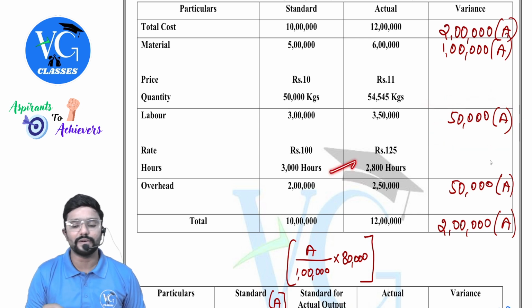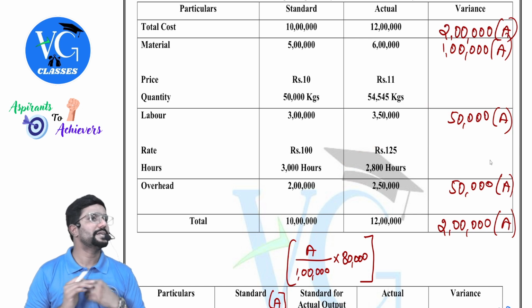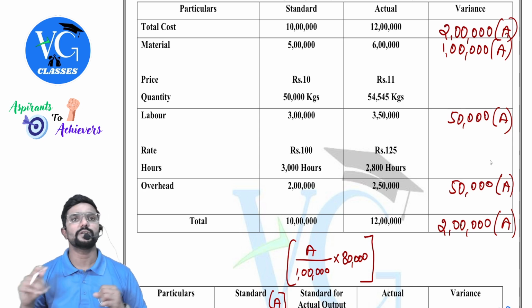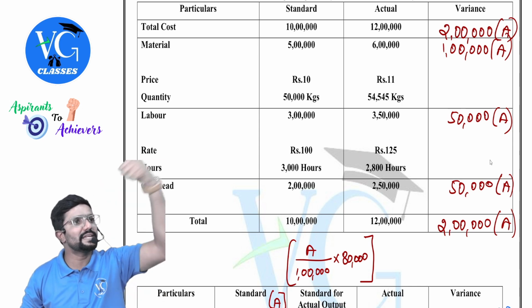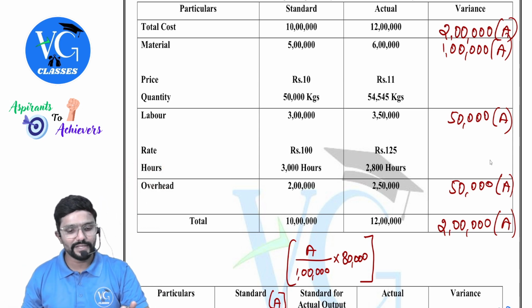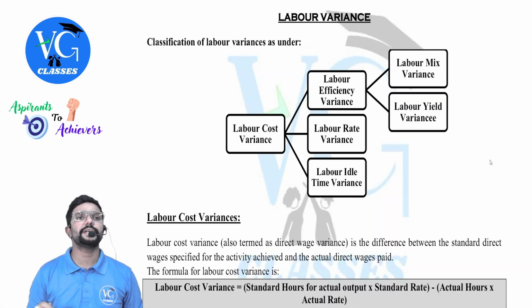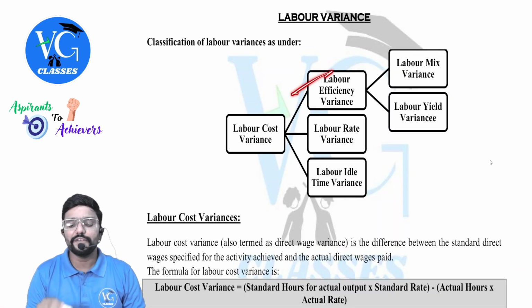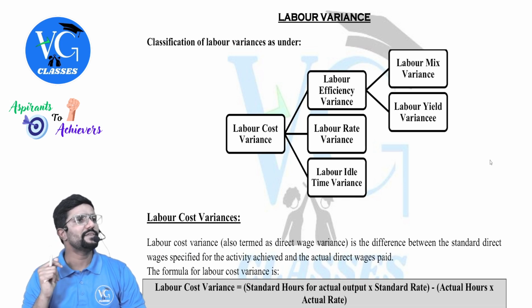Did we work for more hours or did we pay more than what was expected? So we will try to figure out. What can be the two reasons, guys? Either higher rate or more hours. For that we will calculate the respective variances. Labor efficiency variance.